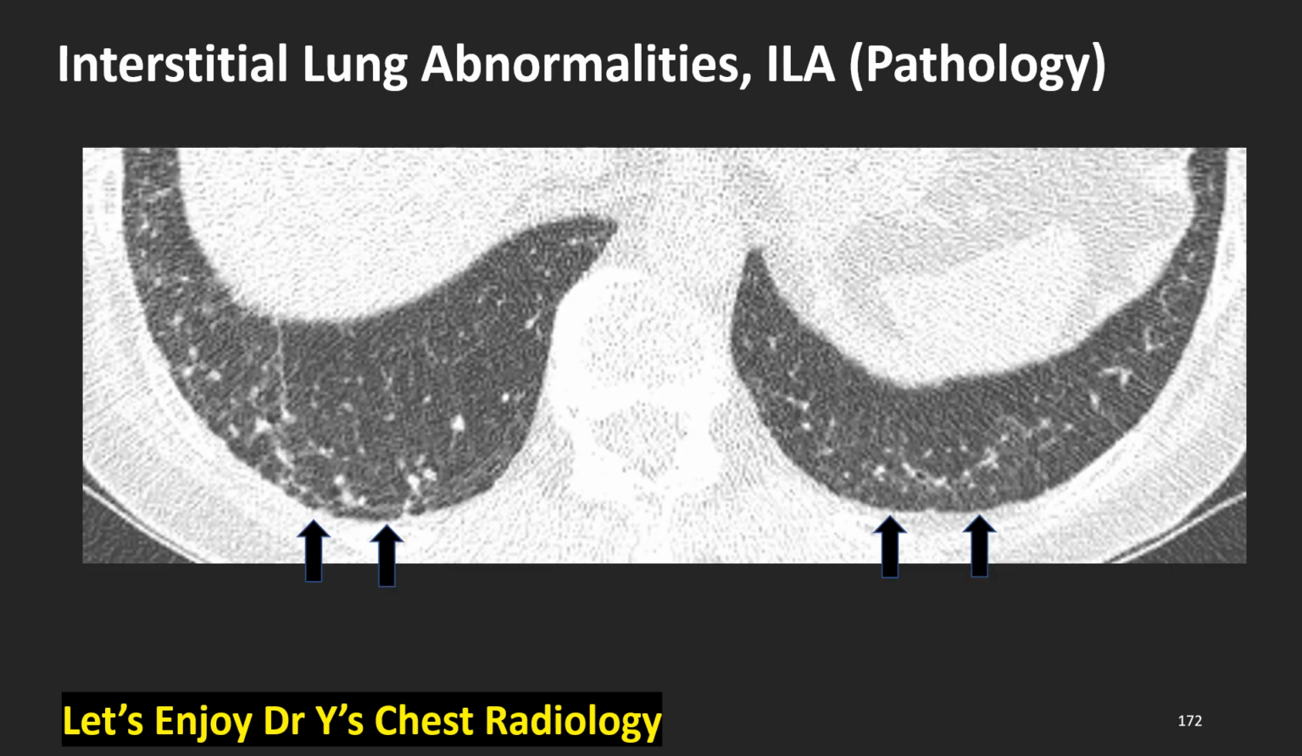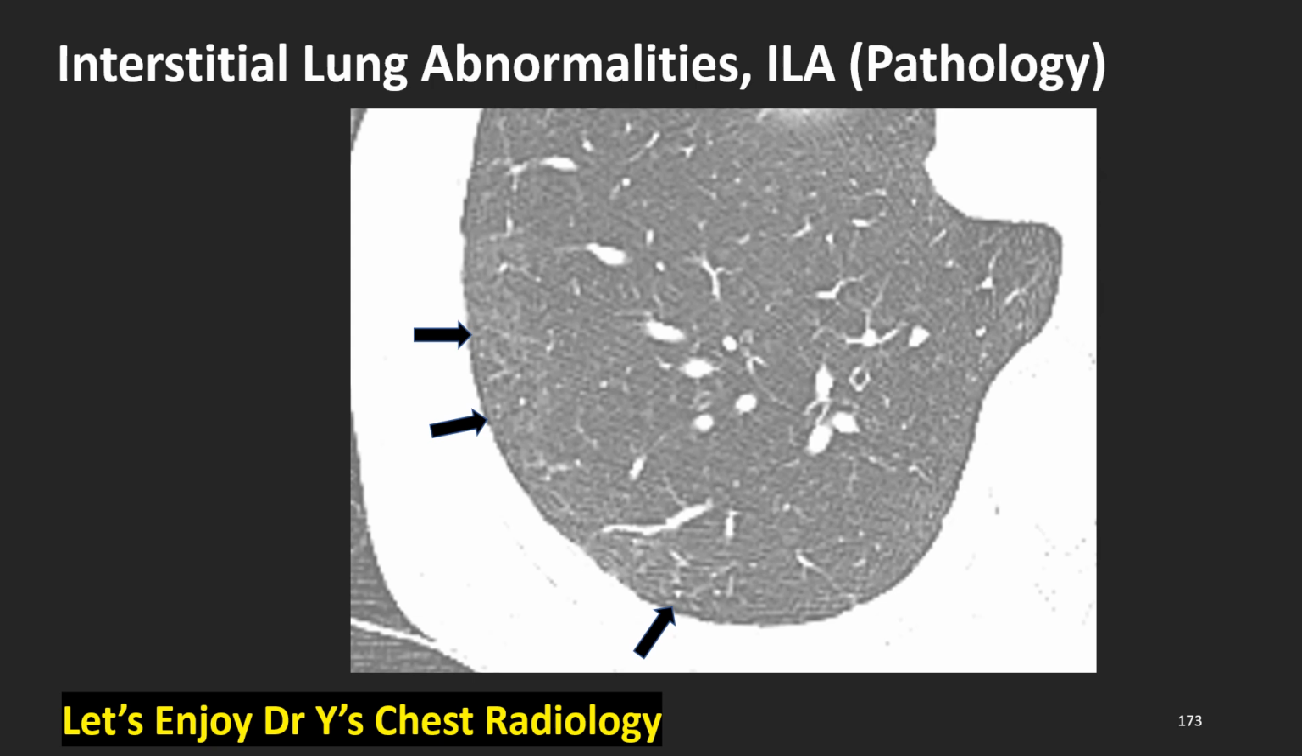Interstitial lung abnormality pathology. Arrows indicate both lower lobe posterior portion, the interstitial lung abnormality. Interstitial lung abnormality pathology. Arrows indicate the site of interstitial lung abnormality in right lower lobe.